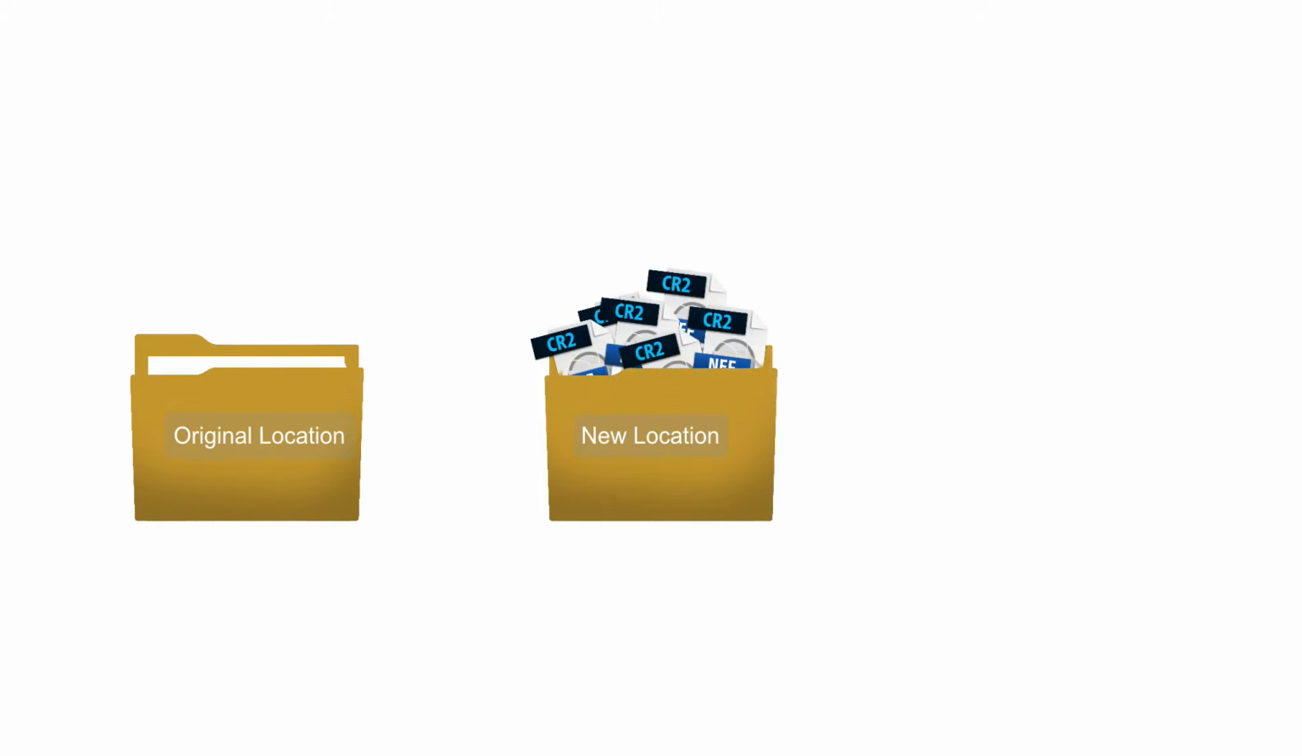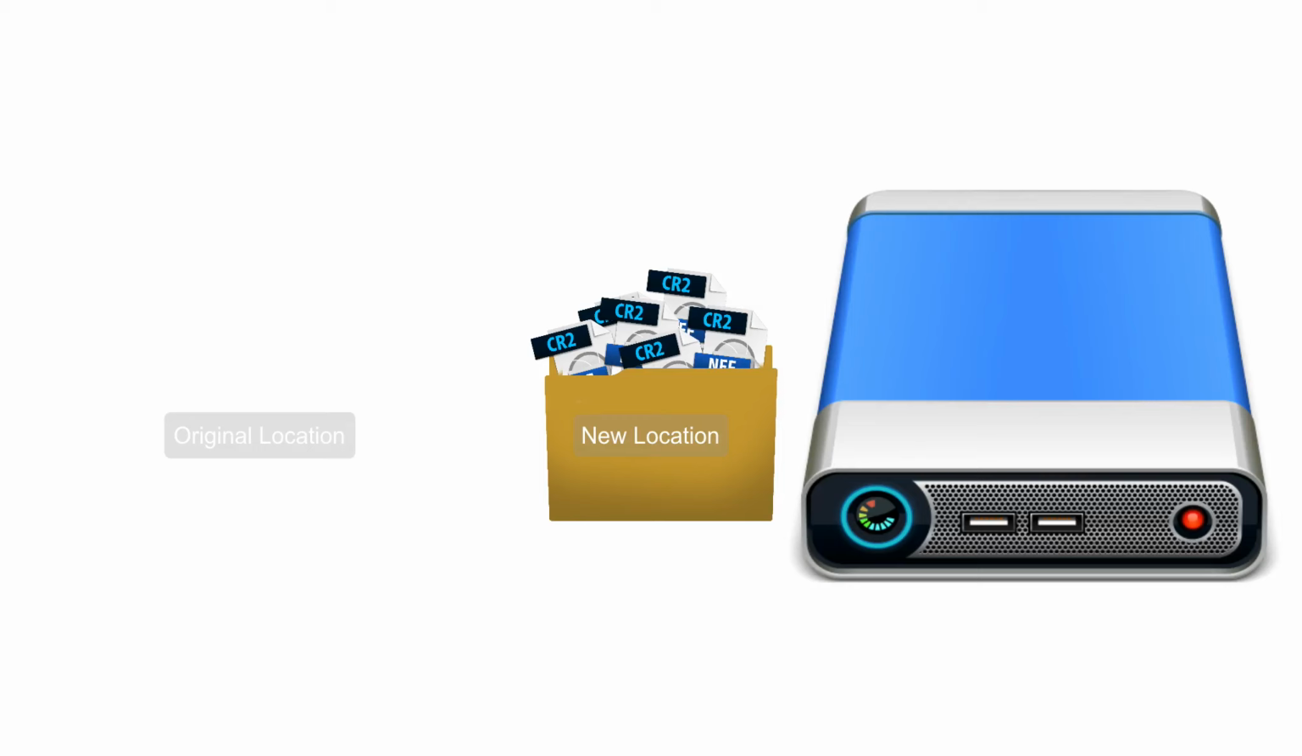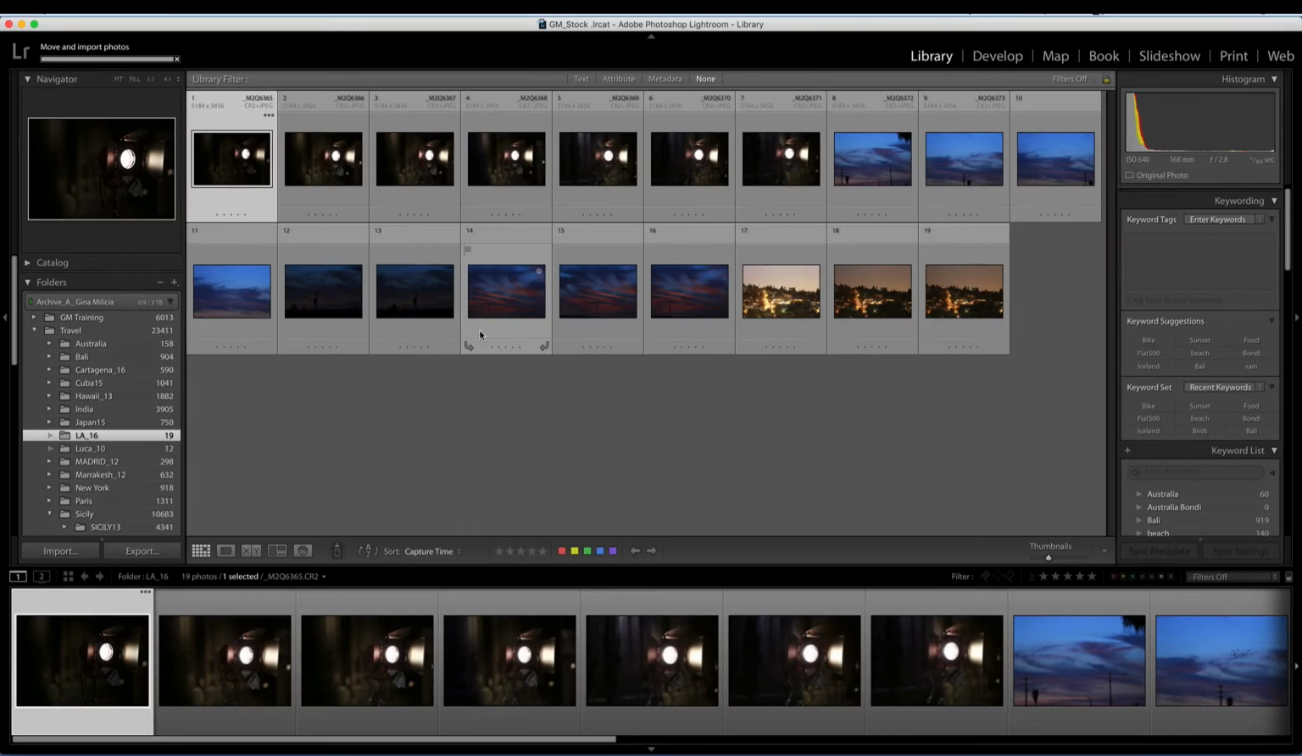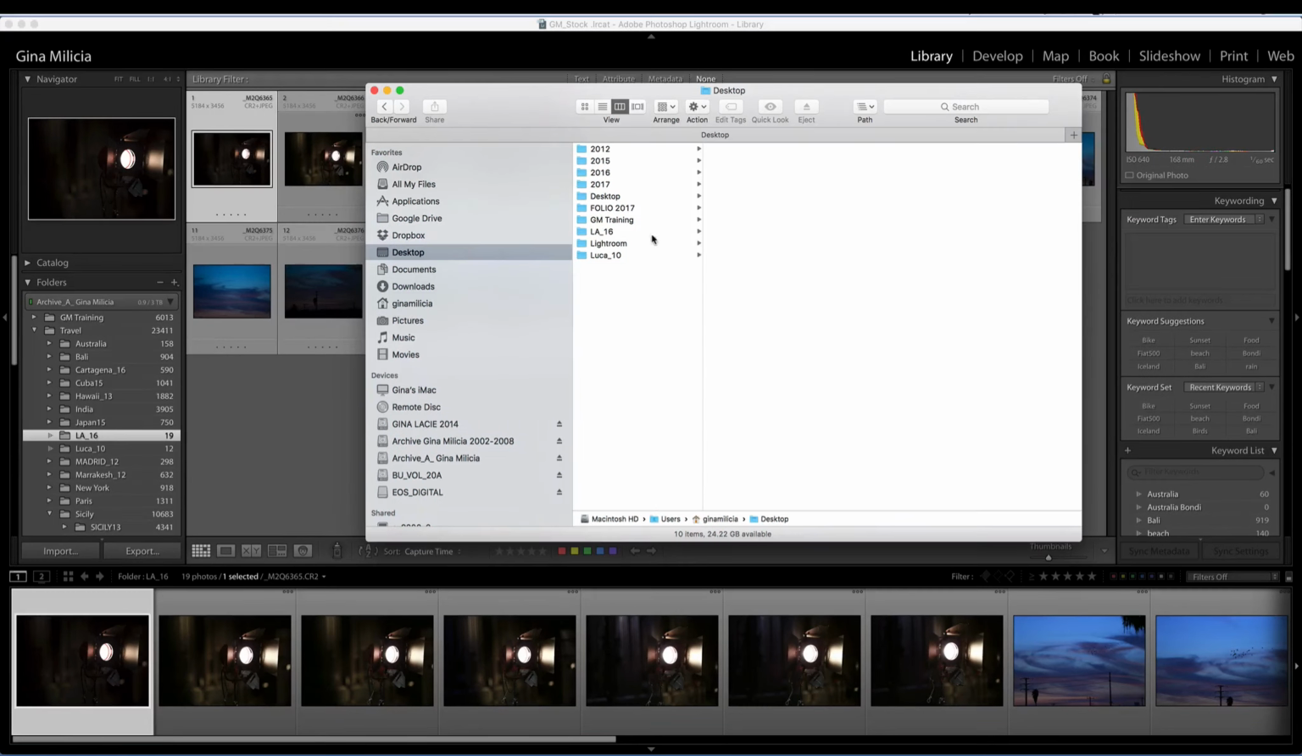So they're coming in now. We can see the folder's been created. And once all the images are in, all right, there they all are, in the travel on Archive A, LA16. If I now come back to my desktop and I look in LA16, no images, because Lightroom has taken them out of that folder and moved them into the new travel archive.